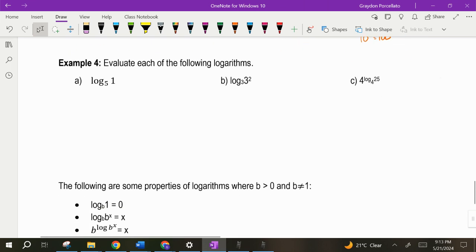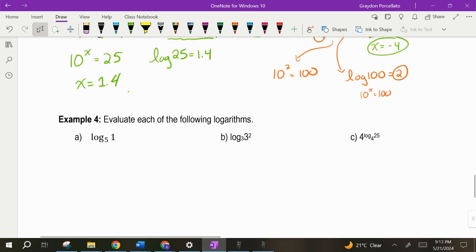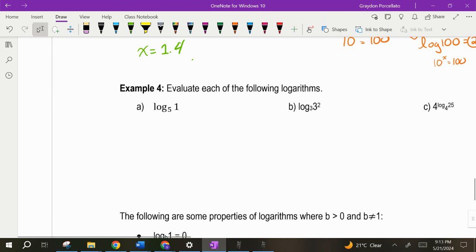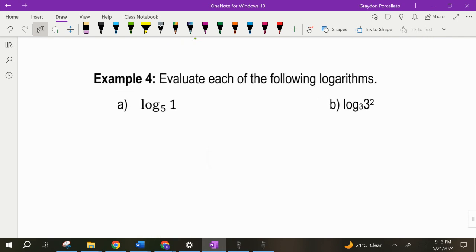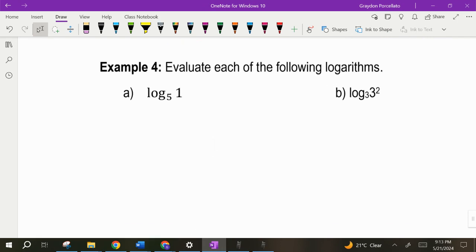Okay, three more here, and then a couple, and then just a property. So last 3 here. Evaluate each of the following. So this is saying here, 5 to the power of what is equal to 1. Well, hopefully we know that anything to the power of 0 is equal to 1. So that's equal to 0.